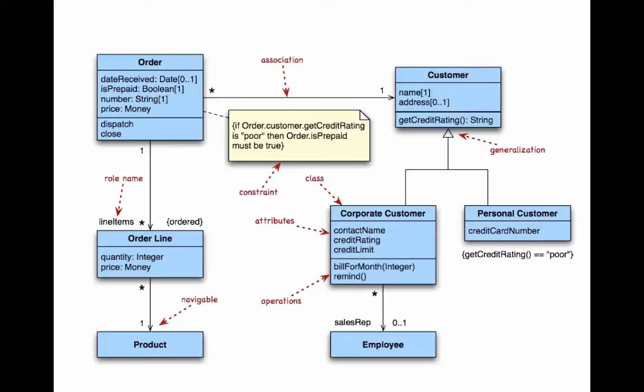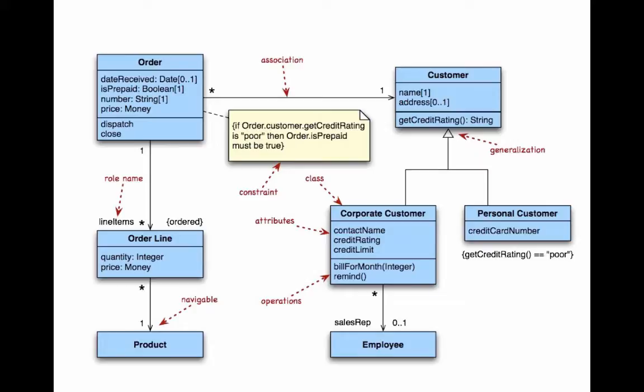Classes have names, attributes, and operations. At the very least, classes will have a name. But for a class with all three elements, let's look at the order class. The class has attributes date received, is prepaid, number, and price. The attribute date received has type date.